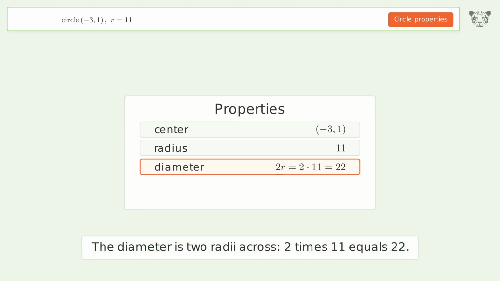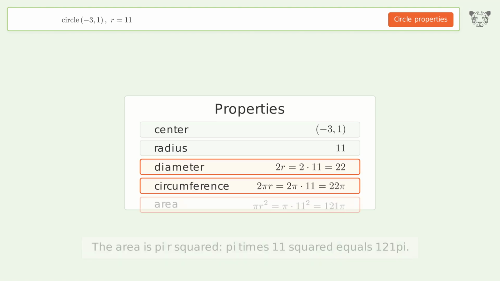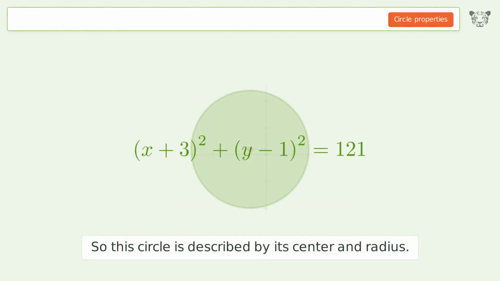The diameter is 2 radii across, 2 times 11 equals 22. The circumference is 2 pi r, 2 times pi times 11 equals 22 pi. The area is pi r squared, pi times 11 squared equals 121 pi. So this circle is described by its center and radius.